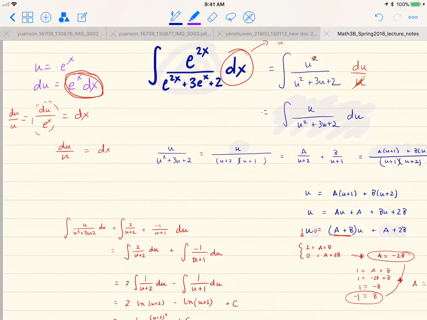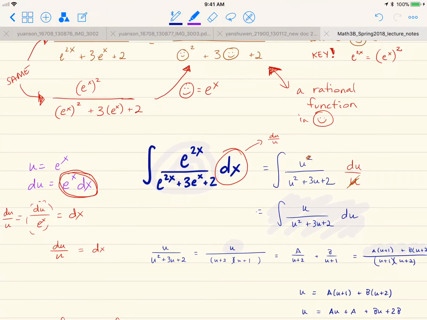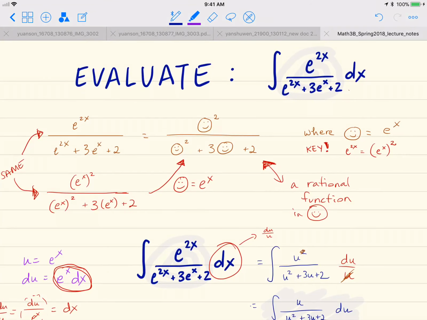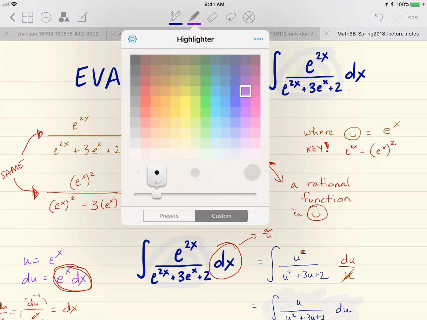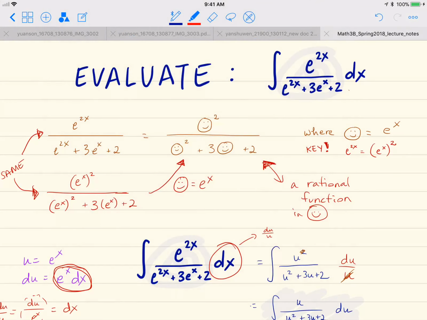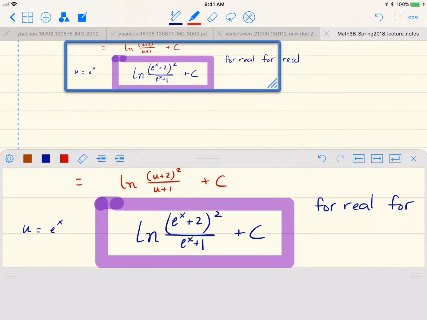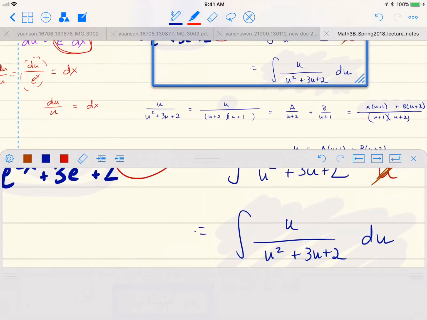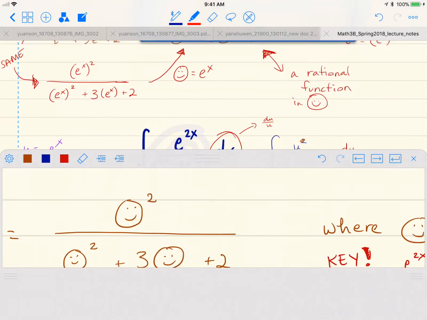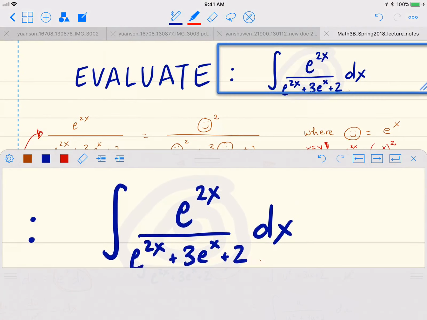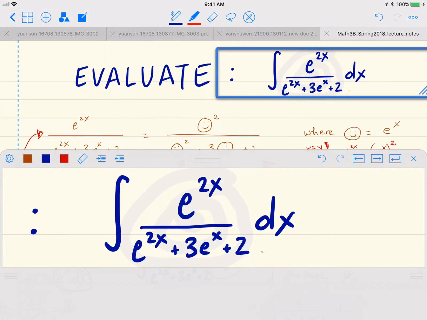Okay? So let's just kind of review what we did, because it had several steps. So the first thing we did was, this was our problem, to evaluate this weird looking thing. Why does it look weird? Because it's got e to the 2x and, it's like, what does this have to do with anything, right?